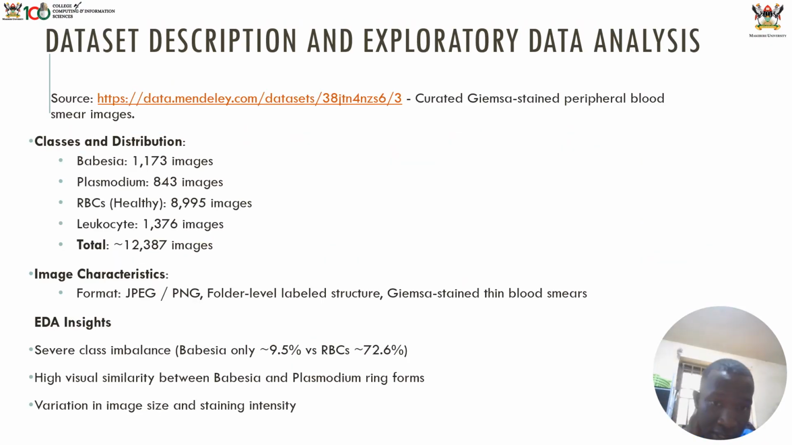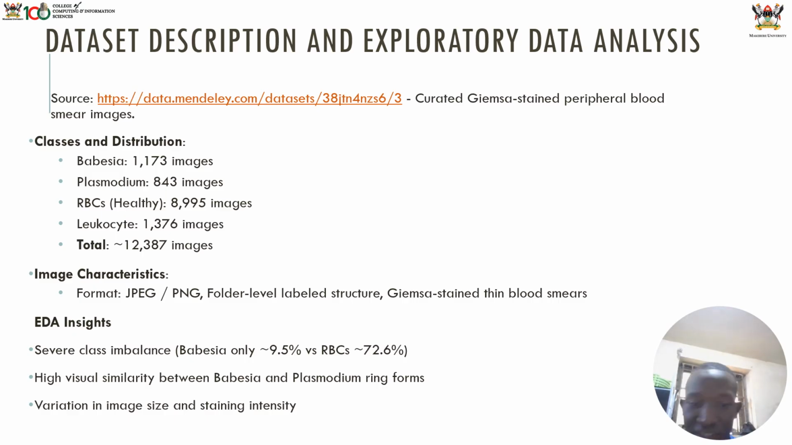So we have our dataset description and exploratory data analysis. Our dataset was got from datamendeley.com, which is one of the dataset providers currently. We had our classes, and they had different distributions. We basically had four classes: the Babesia, Plasmodia, red blood cell, and the leukocyte, and each had a large number of images that we are going to be using. The image format was PNG and JPEG.